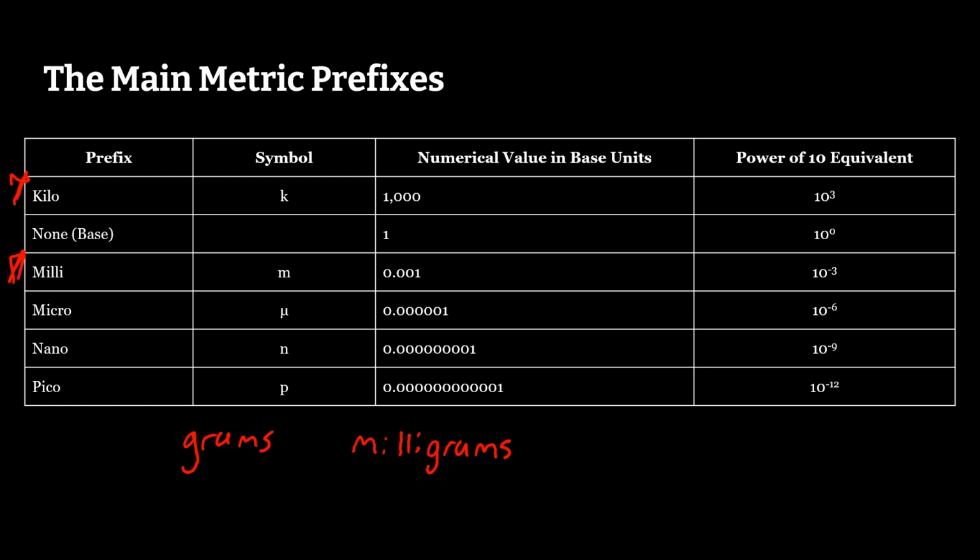So we have our 10 to the negative 3, and the 10 to the negative 3, or the power of 10 equivalent, is going to be what our base unit is. So in this case, our base unit is grams. So 10 to the negative 3 grams will end up being equal to 1 milligram. And that's going to be how we take a look at this chart. So our power of 10 equivalent is going to be in terms of our base unit, and then that is going to be equal to 1 of whatever we're looking at.